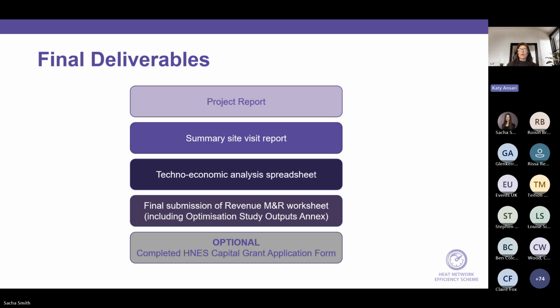The next part, once the optimization report has been provided and reviewed, we need a final submission of the revenue M&R worksheet, which includes the optimization study outputs. And then once we've received all of that and everything's ready to be signed off, we do advise, if you're happy to go forward, to complete a capital grant application form for the next round.